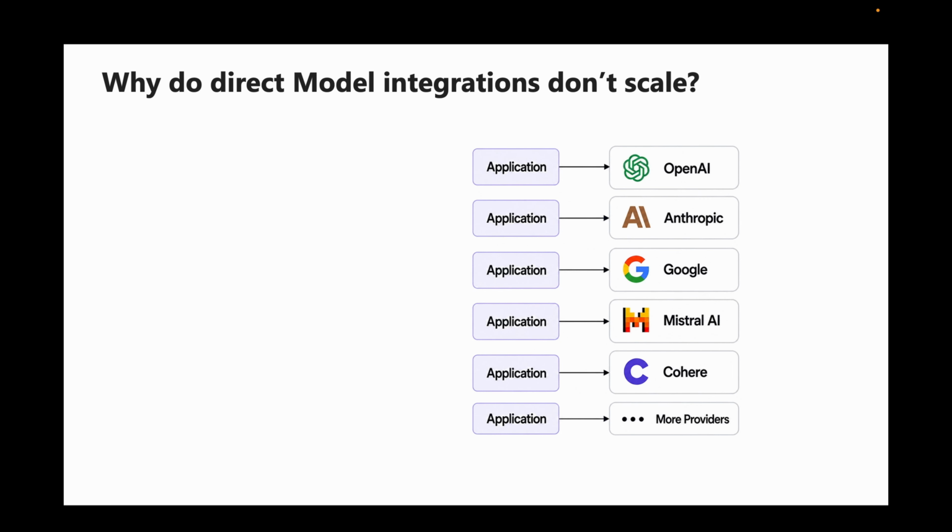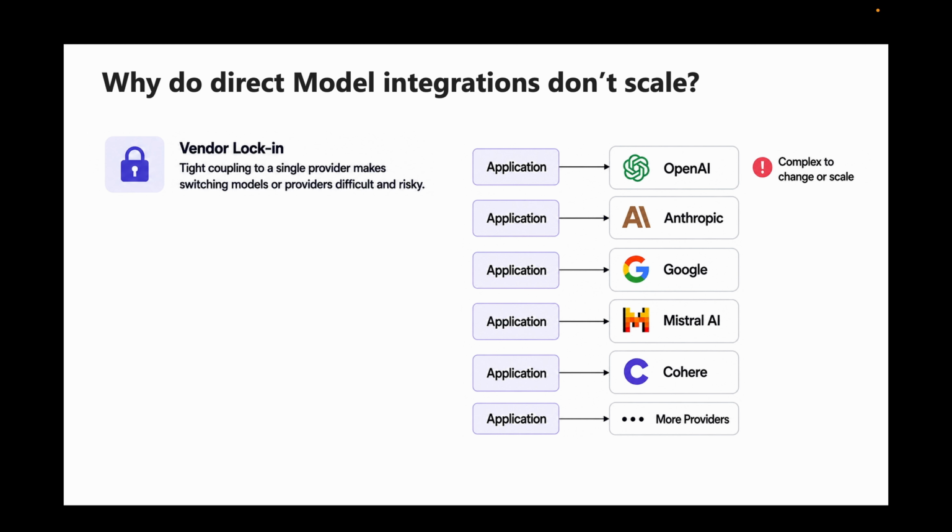When most teams start building AI applications, they pick a model provider. OpenAI, Anthropic, Google, whichever one fits their use case at that time, they wire their application directly to that model's API. This works fine till the application is simple, but as soon as the complexity and requirements evolve, the direct model integration begins to create challenges.